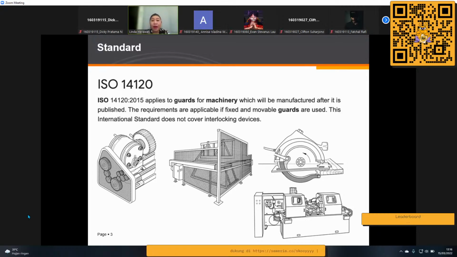So it can be applied to guards that are fixed on the machine, meaning attached very firmly to the machine, or just attached and easy to move from the machine. This ISO is really concerned with safety guards for machines, especially machines that consist of rotary systems, rotary blades, and rotary gears that can create a hazard of cutting hands, cutting fingers, etc., coming from blades that rotate very fast.